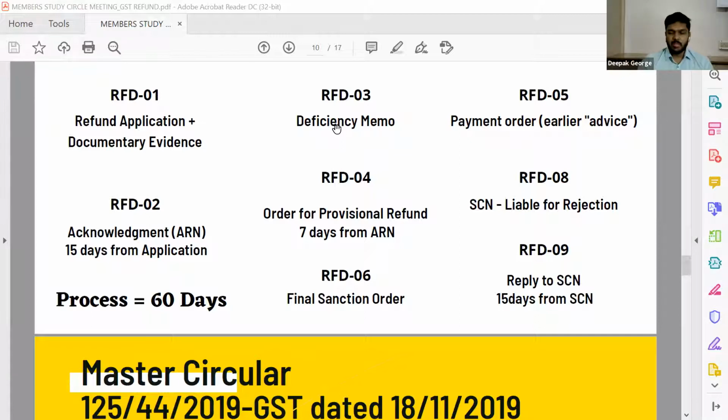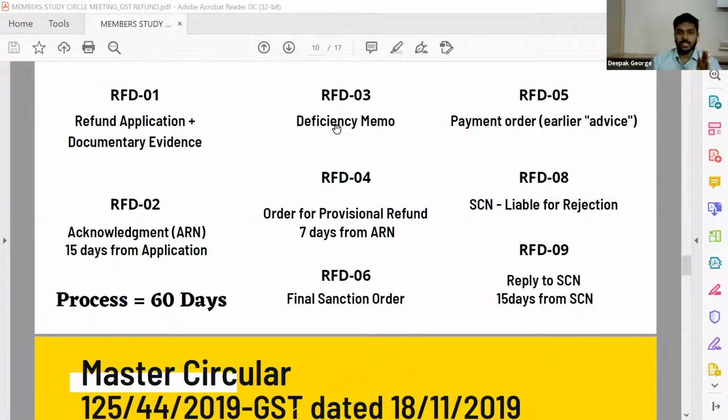RFP 03, deficiency memo. Again, a sample I will show you at the end of the presentation. RFP 04 is again quite rare, because I have not come across a case where a client or the SSC has received a provisional refund. Yes, there's a concept of provisional refund.